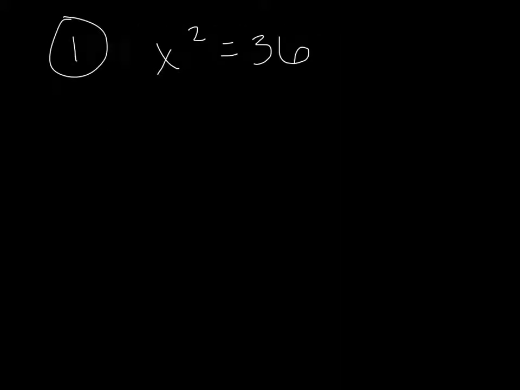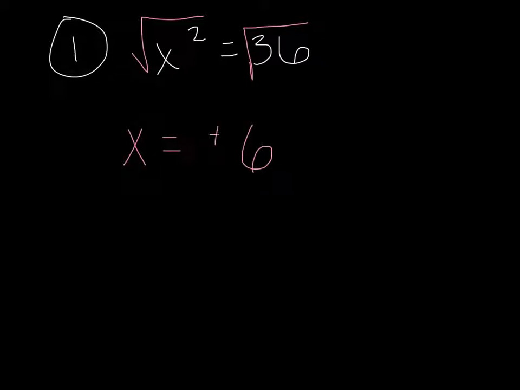So number one, you look and you say, okay, I have x squared and I have a number. So there is no b. So what you do is you get the x squared by itself, which we have already. And then to undo an x squared, you take the square root of both sides. So the square root of x squared is x. The square root of 36 is 6. But because you're taking the square root, you have to use plus or minus, because it could be positive 6 or it could be negative 6.